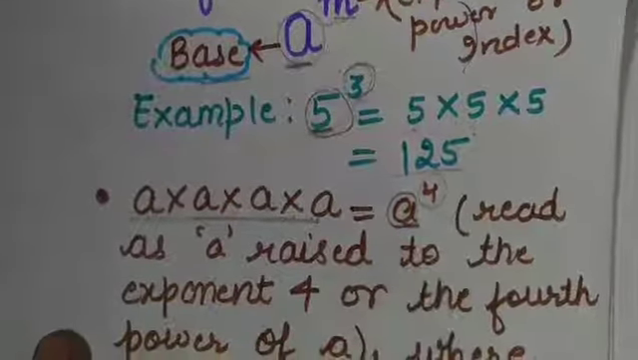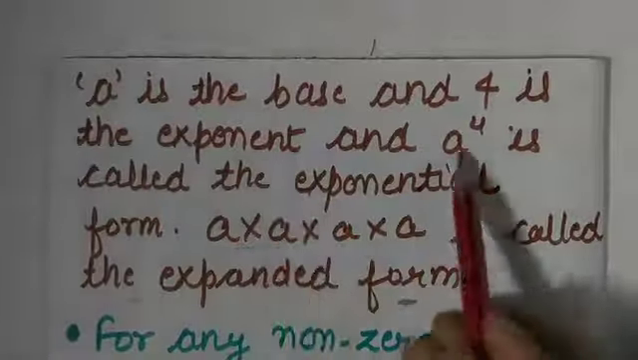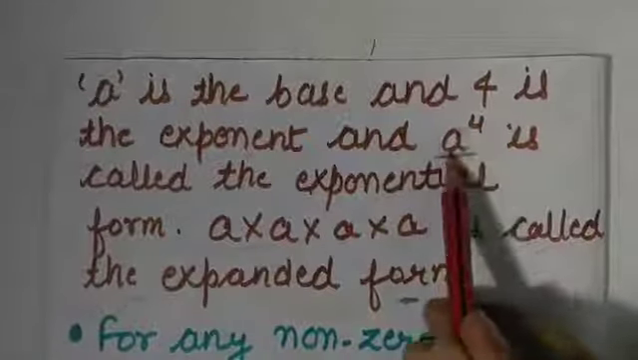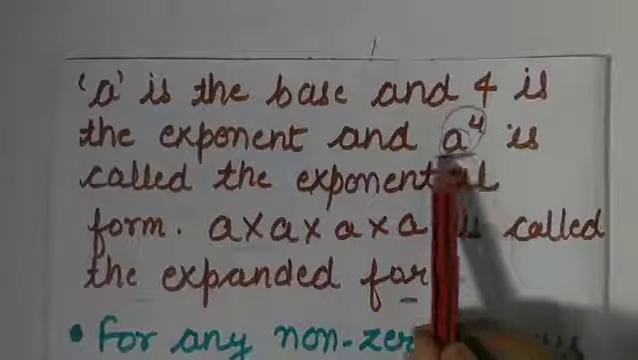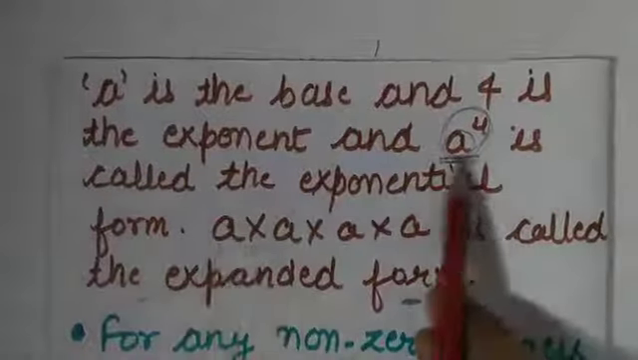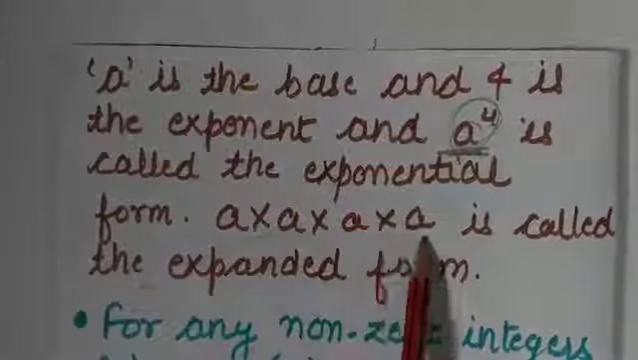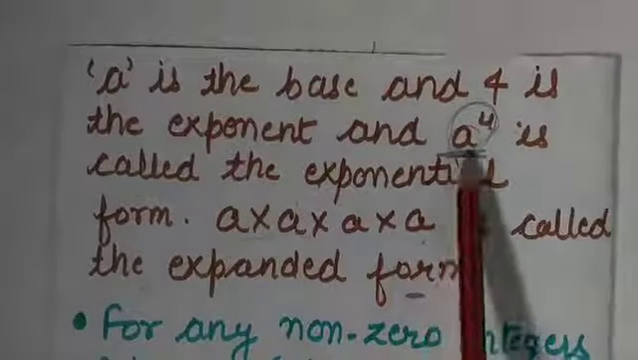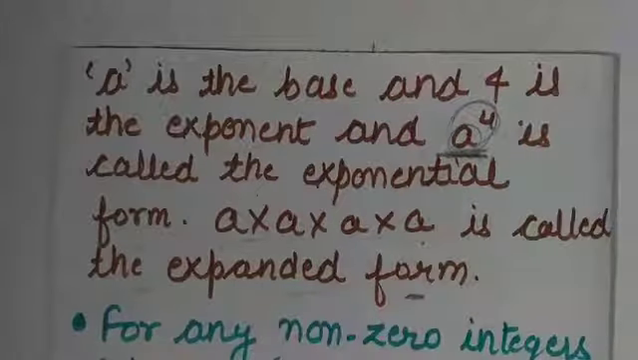Here a is the base and 4 is the exponent. So a is known as the base and 4 is the exponent, or you can say power. And this number, a raised to the power 4, is called the exponential form. And a into a into a into a, if I write it as repeated multiplication, is its expanded form.